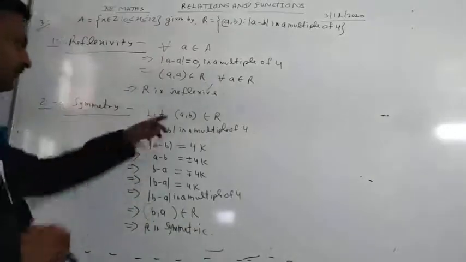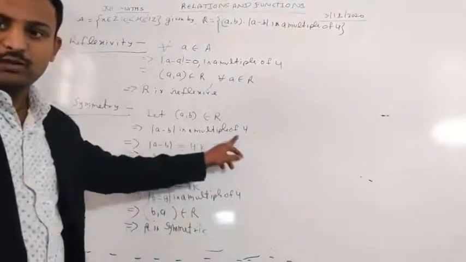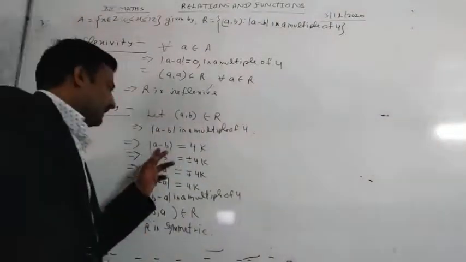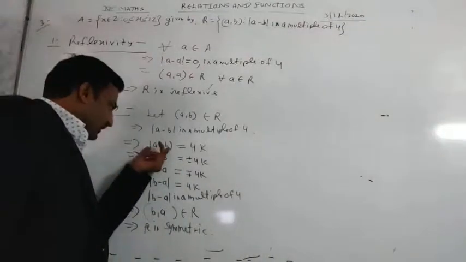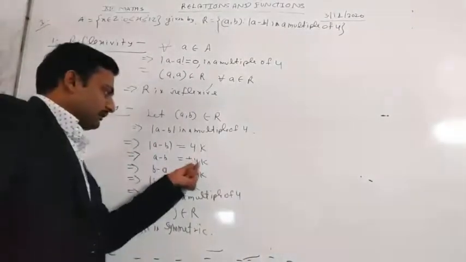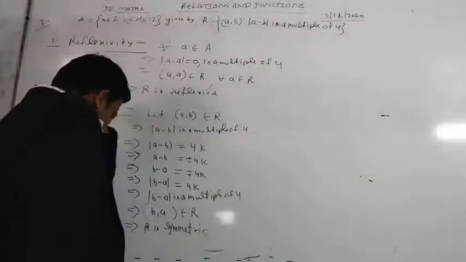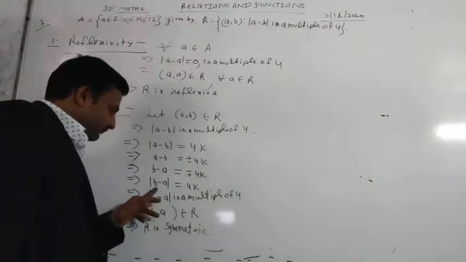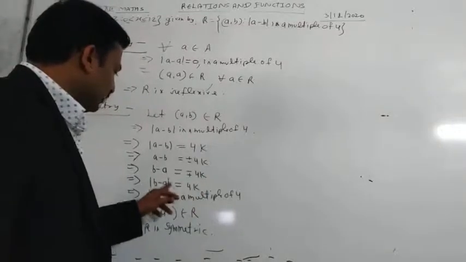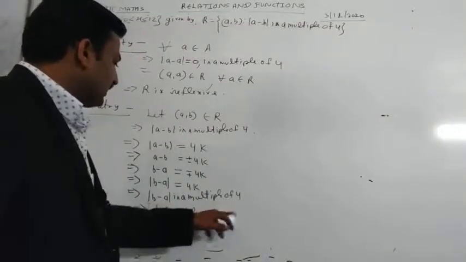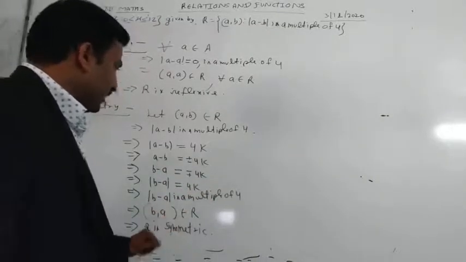Okay, we have taken: let (a, b) belong to R, and by the definition a minus b is a multiple of 4. Now modulus of a minus b will be 4k, and when we are removing the modulus we will write plus and minus both, taking the negative outside, so it will change negative and positive. Now we can write this b minus a is equal to 4k, using the modulus sign, and this b minus a is a multiple of 4, so (b, a) belongs to R. So R is symmetric.